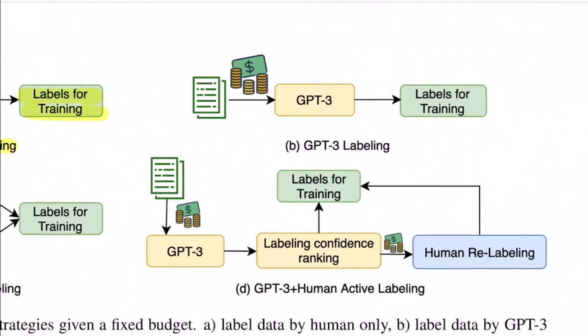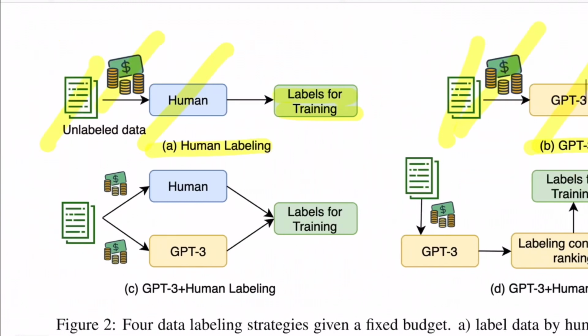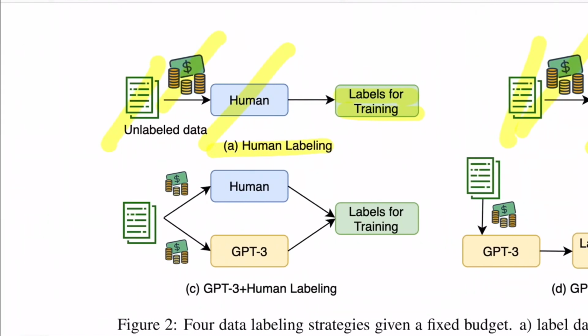Then the second one is using just GPT-3 for the labeling process. Again, considering documents and dollars to be in place, you use the pre-trained GPT-3 model and get the labels for the data. The third one uses a combination of both humans and GPT-3.